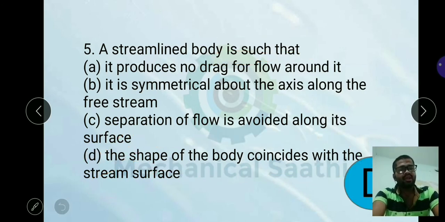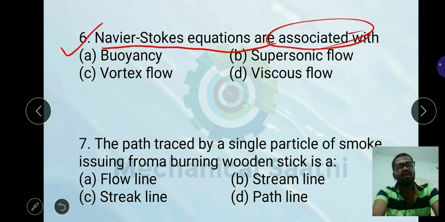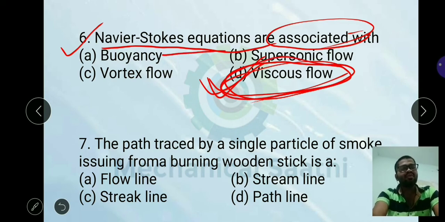Then question number 6, it is telling that Navier-Stokes equations are associated with what. In the Euler equation, we consider that the flow is inviscid, so viscosity is not taken into account. If the viscosity of the fluid is taken into account, then that type of flow is followed by the Navier-Stokes equation. So D will be the correct one here.